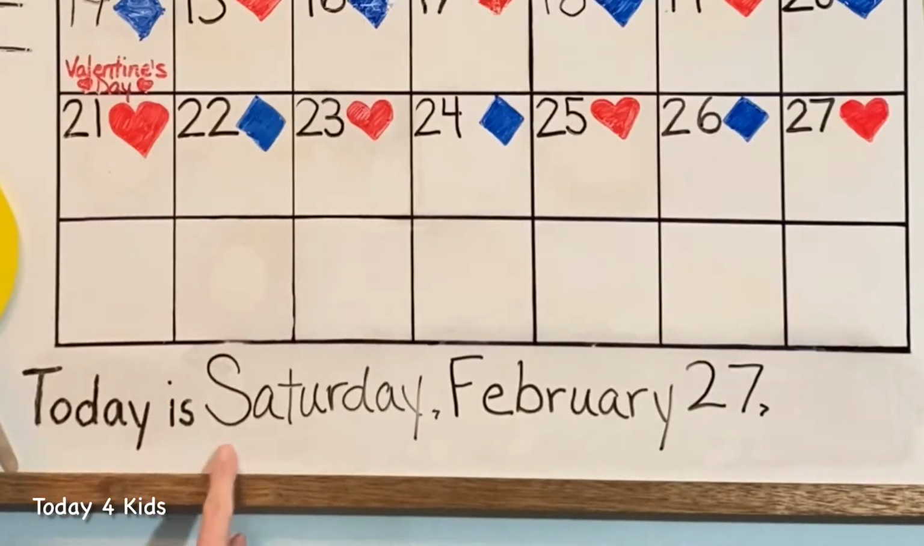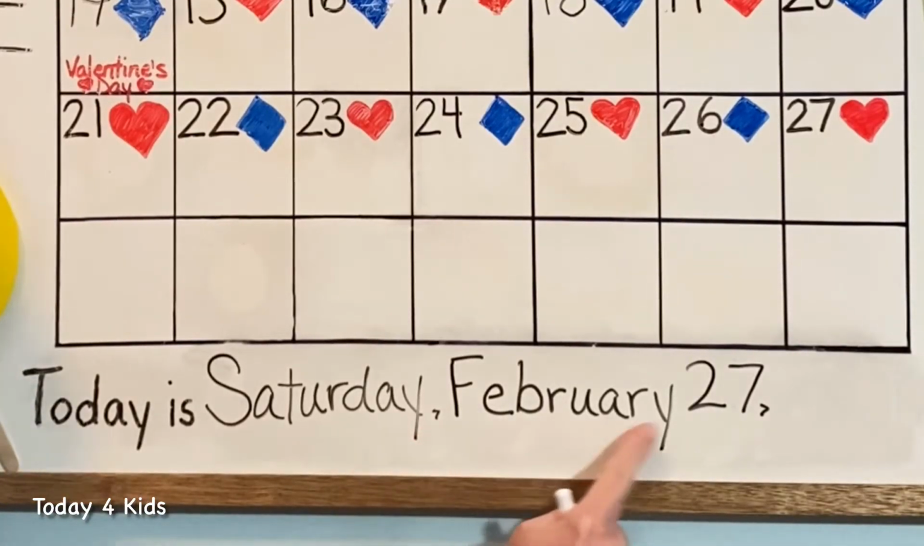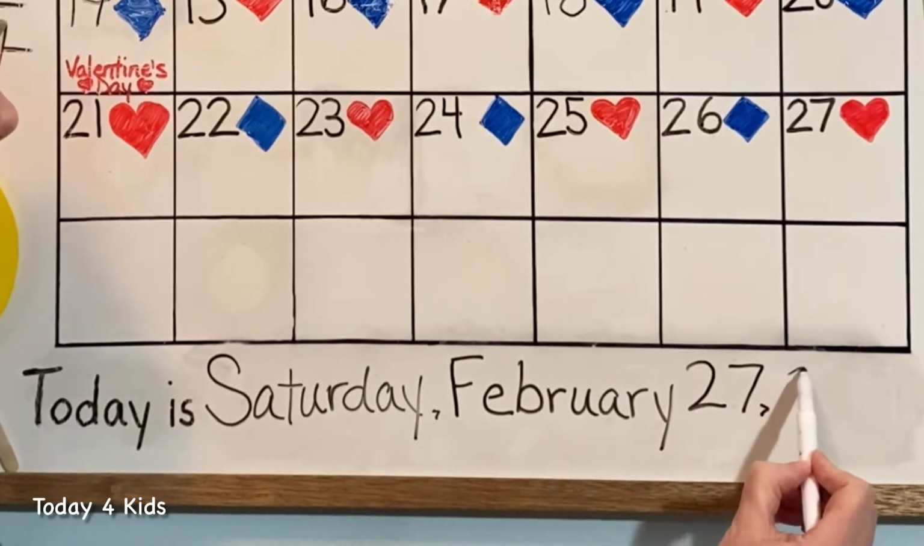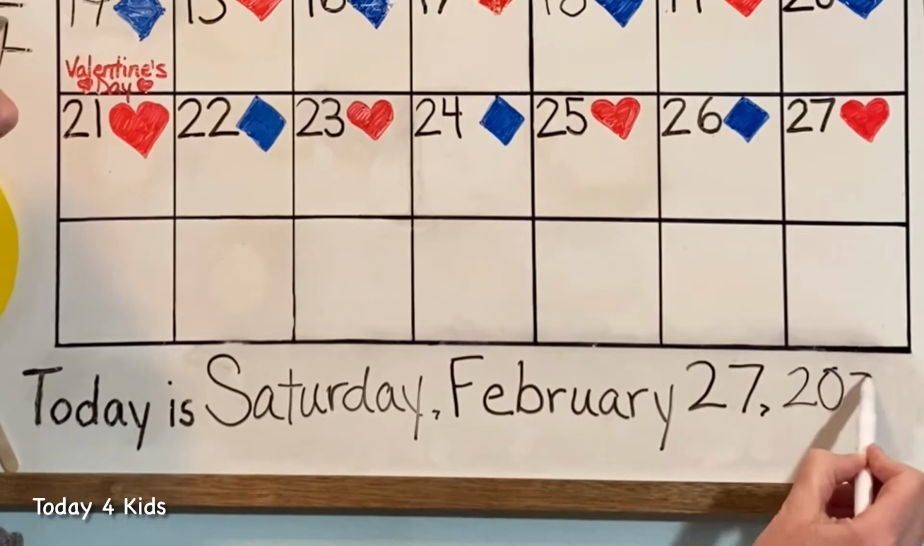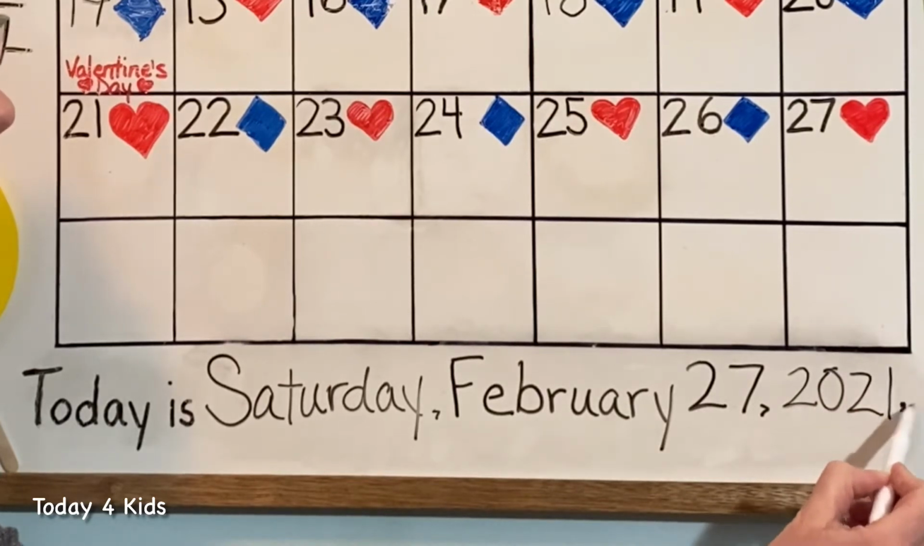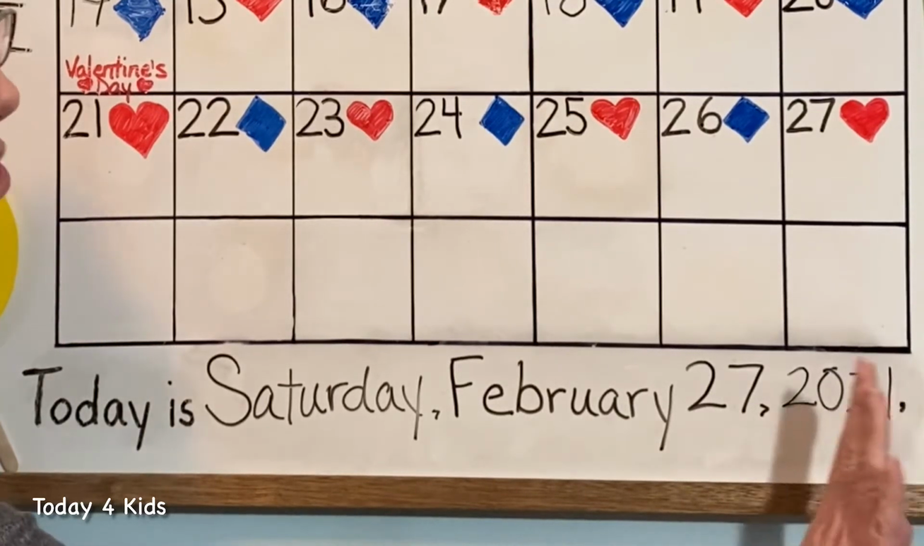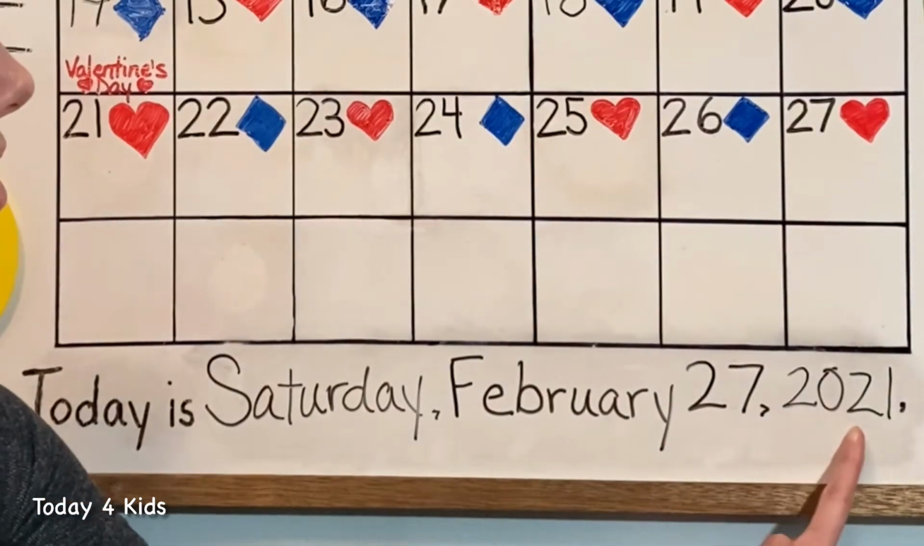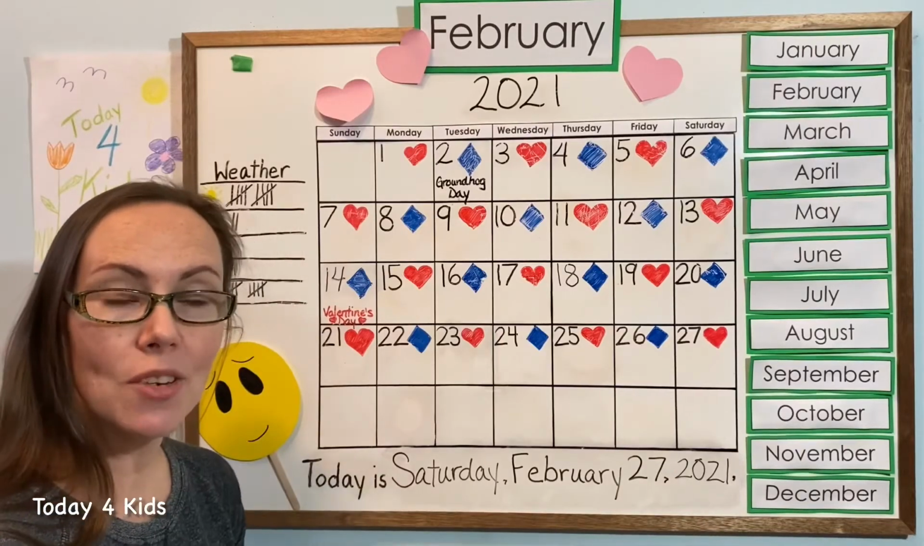So we'll put that into our sentence. Today is Saturday, comma, February 27th, comma, 2021, and then a period. And that period reminds us to stop. We don't say anything else once we're done that sentence. Can you say the whole sentence with me all together? Let's go. Today is Saturday, February 27th, 2021. Good job. Thank you for saying that with me.